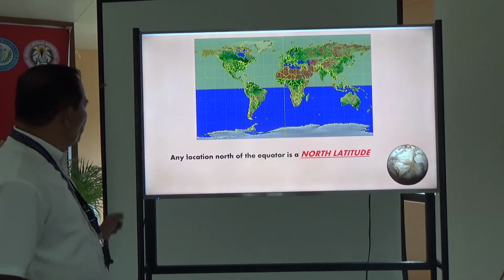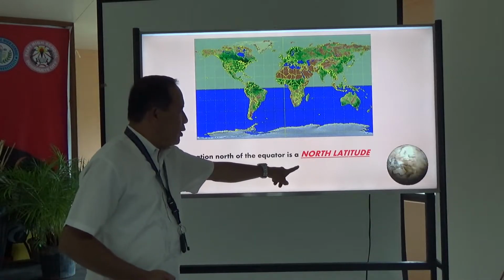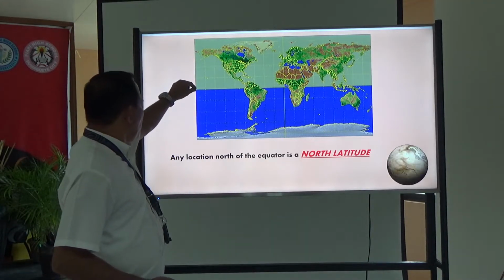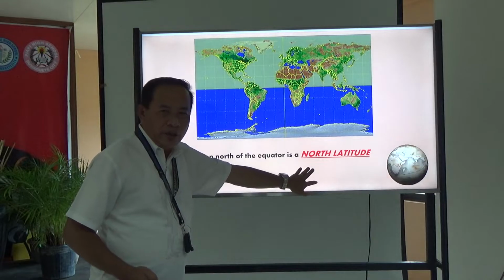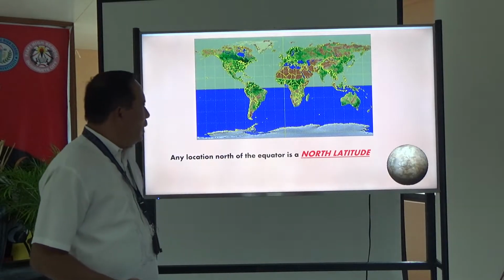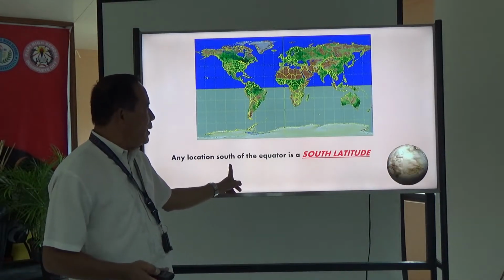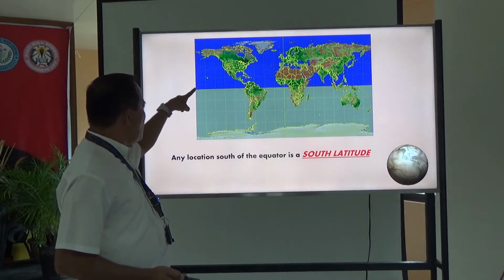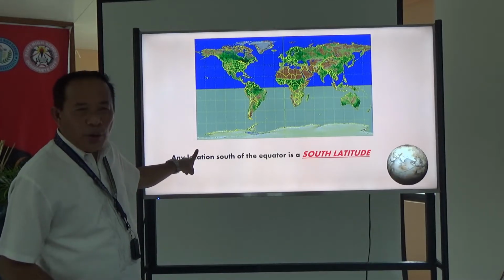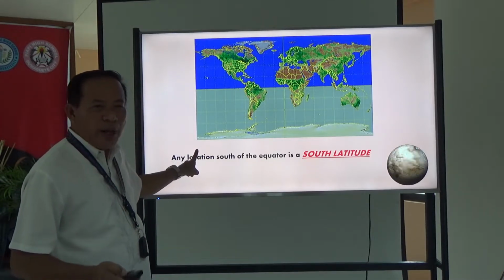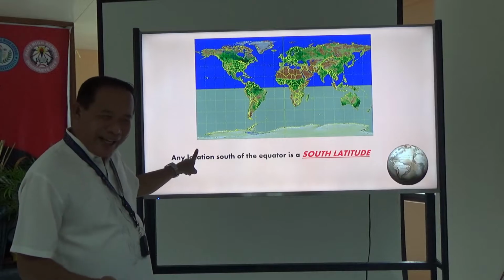Okay? So, any location north of the equator is in north latitude. From the equator up, we call it north latitude. Do we follow? Thank you. Let's continue. Any location south of the equator is south latitude. Meaning, if this is the equator, down below here is what we call south latitude. Is it clear? Or do we have any questions or clarification? There is none. Thank you very much.